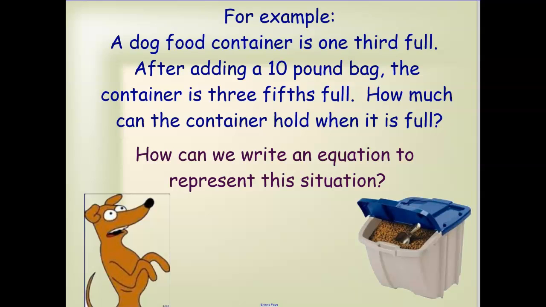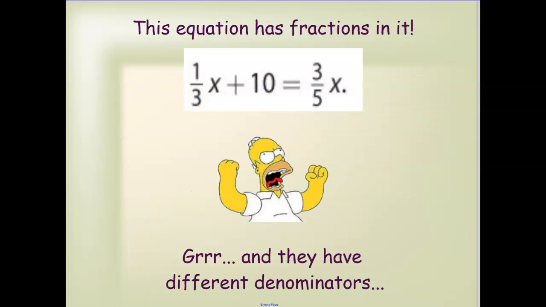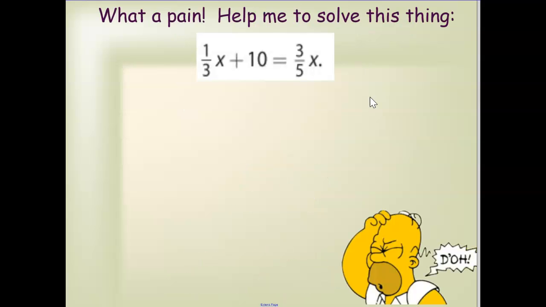So we want to know how much the dog food container holds, so that's our x, and so we would work everything around that. So it has 1/3 x right there, 1/3 of the way full, plus 10 pounds equals 3/5 of the way full, and x is our dog food container. But oh man, it's got fractions in it, and they have different denominators. Super annoying.